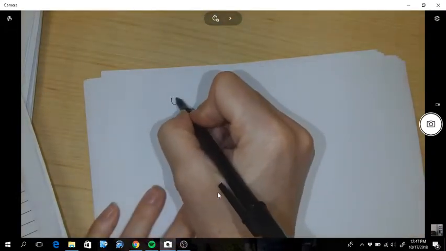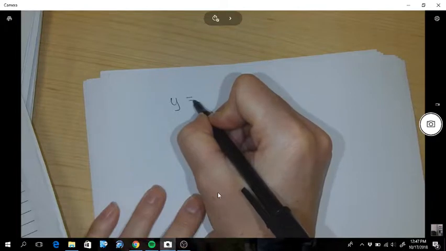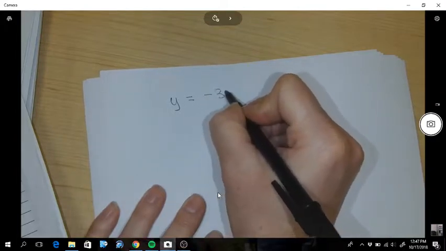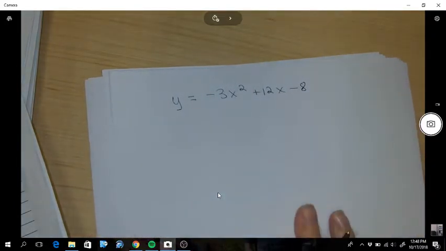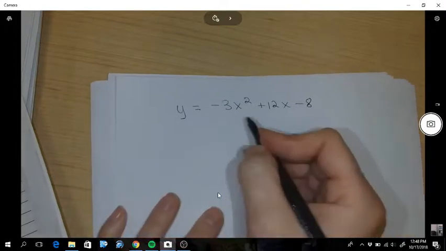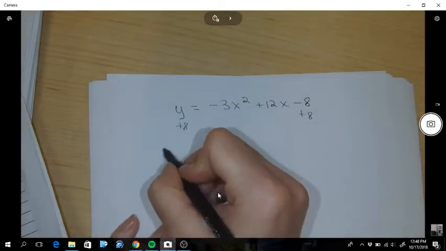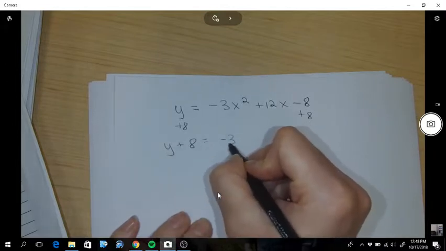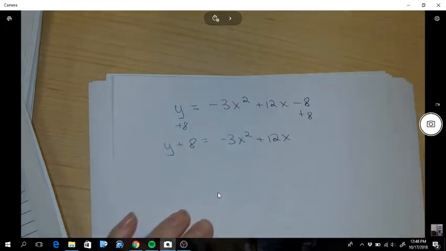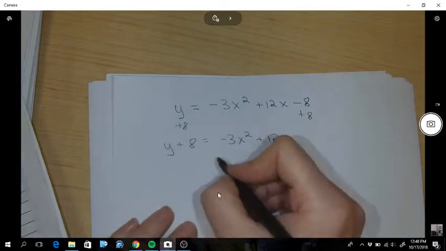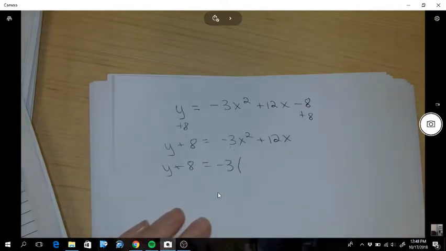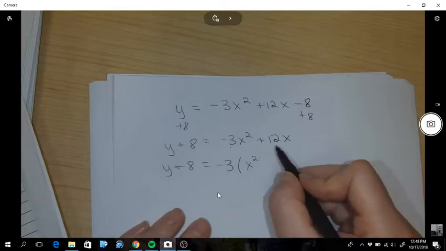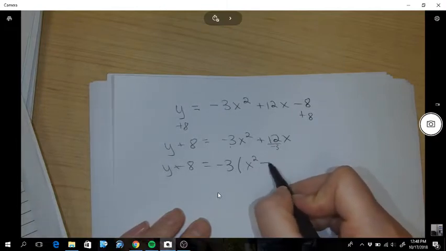I'll do one more like that. Okay, y = -3x² + 12x - 8. Okay, so get rid of this constant piece. y + 8 = -3x² + 12x. Step 1. Step 2, get this negative 3 out. So taking this out gives me x squared, and dividing by negative 3 gives me negative 4x.